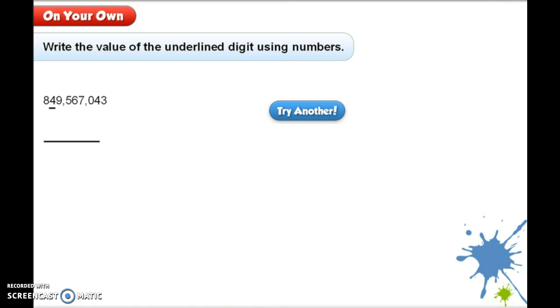This is under the on your own. So they skipped all of 2 through 7. Let's try an on your own. The on your owns that are in my thing, and then we'll go on. So go down to number 8. Write the value of the underlined digit using numbers.